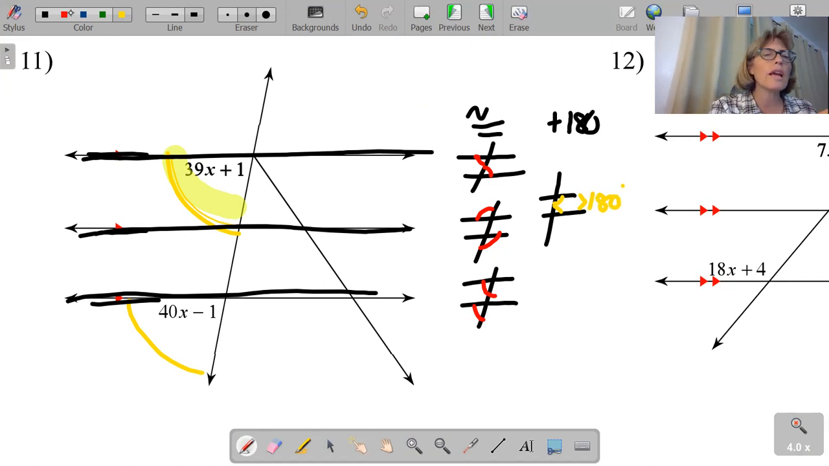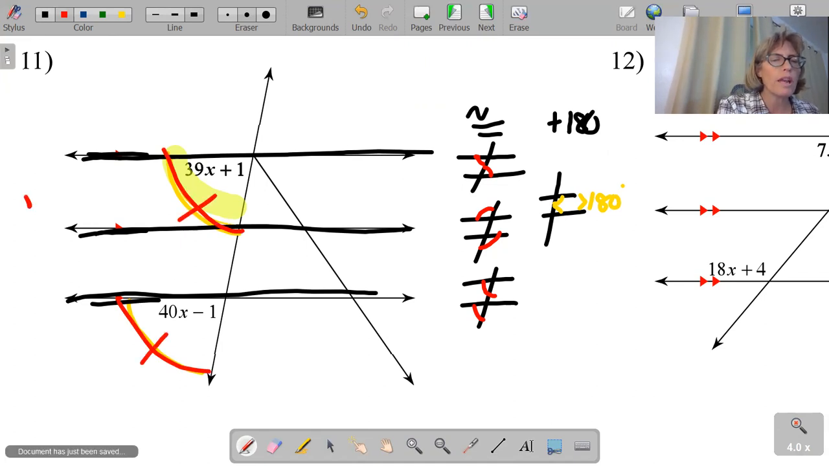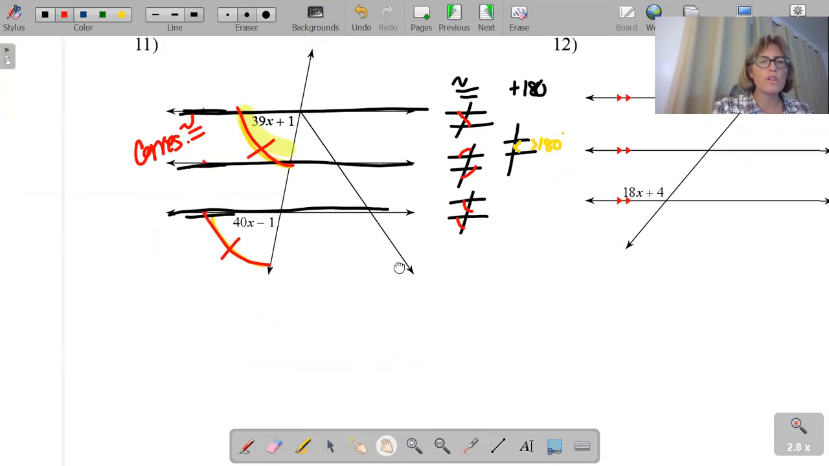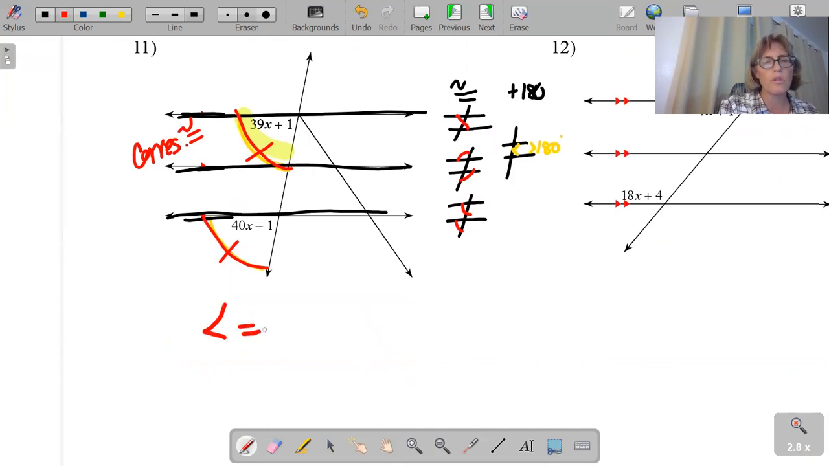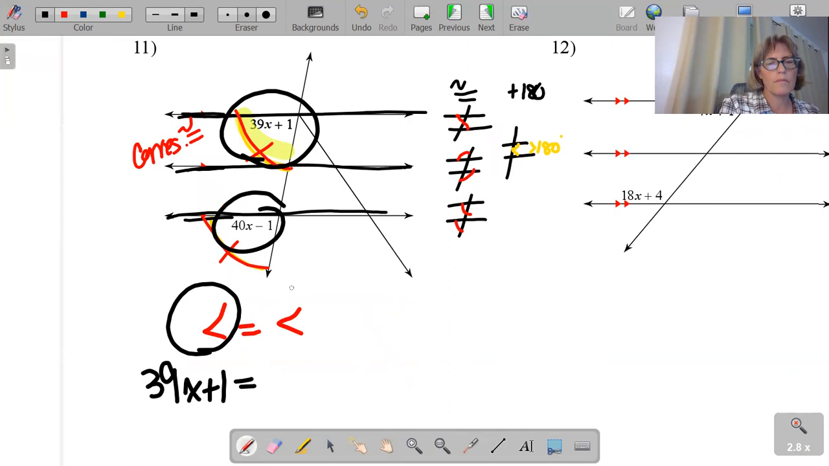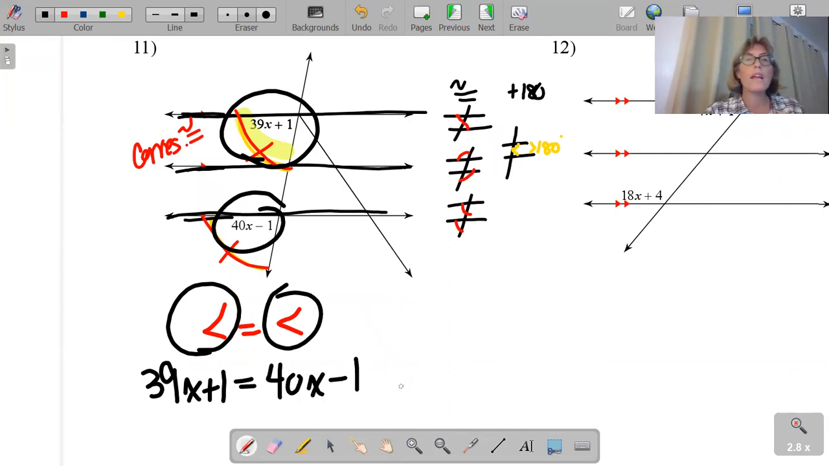So we look here, and what we have is corresponding angles, and they are congruent. So your thing equation, at least for this one, is going to be angle equals angle, and you circle, plug and chug. And you solve for x and plug it back in.